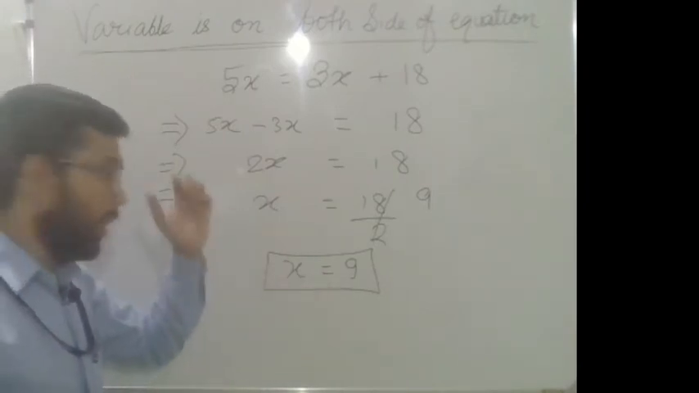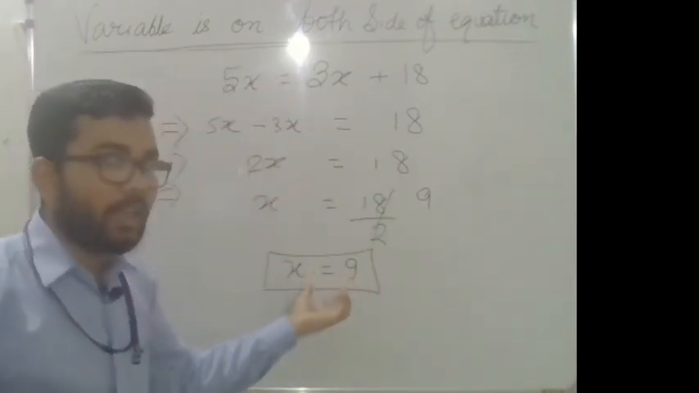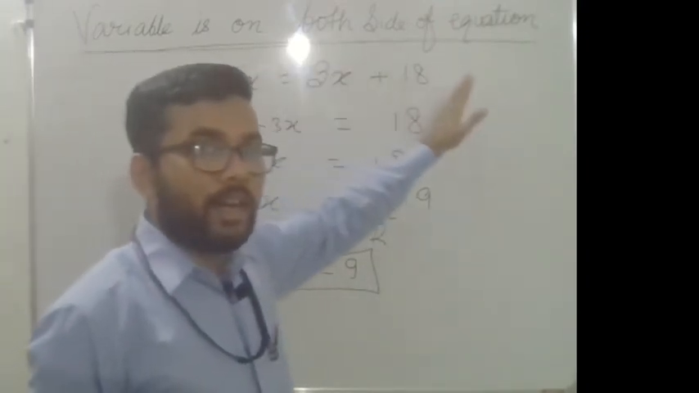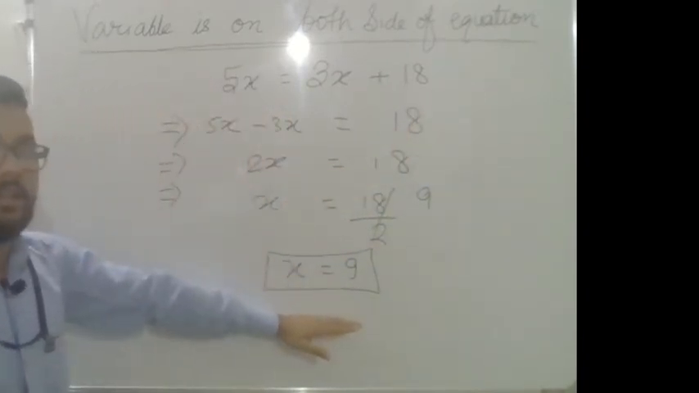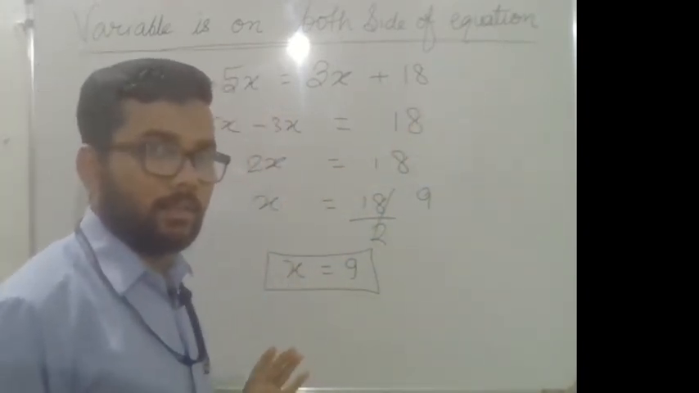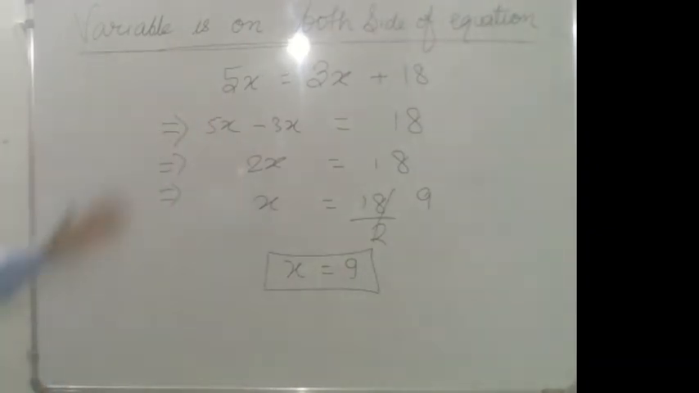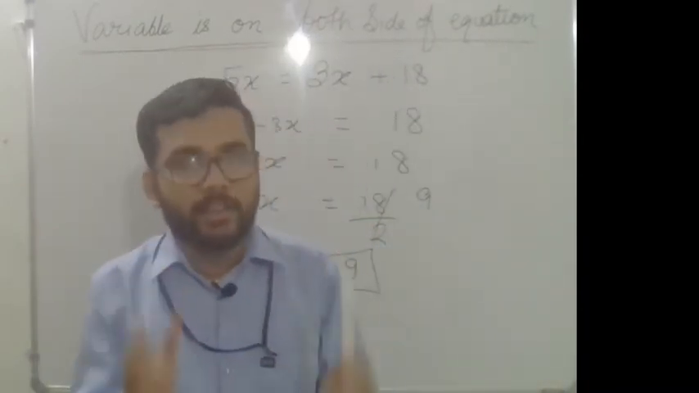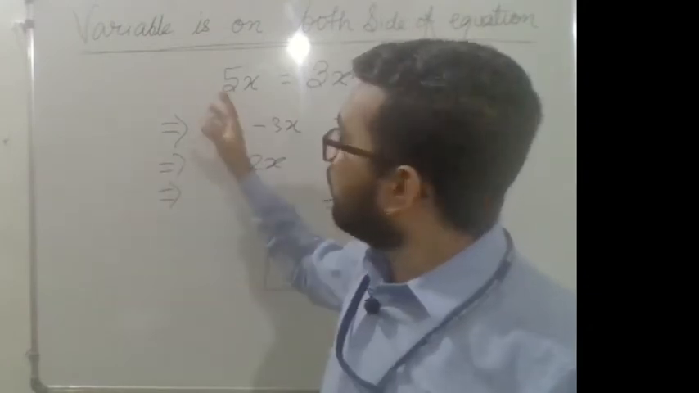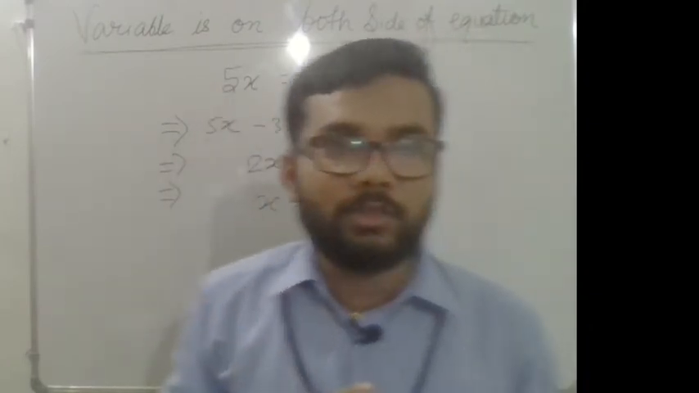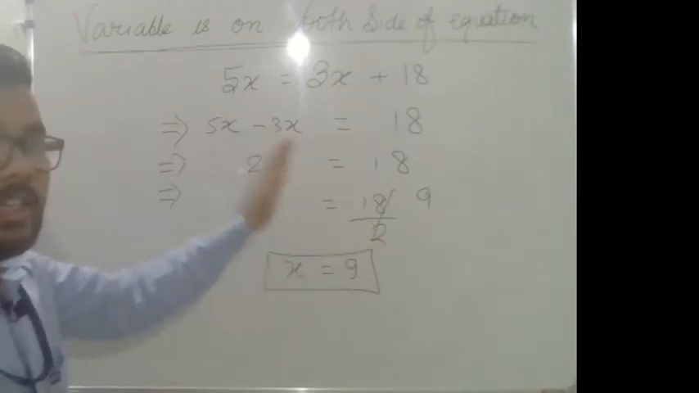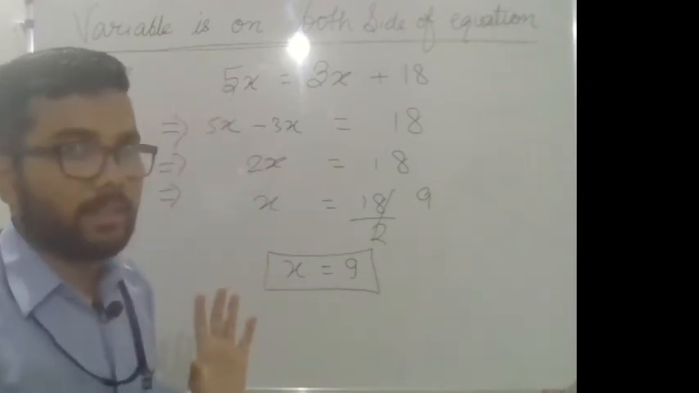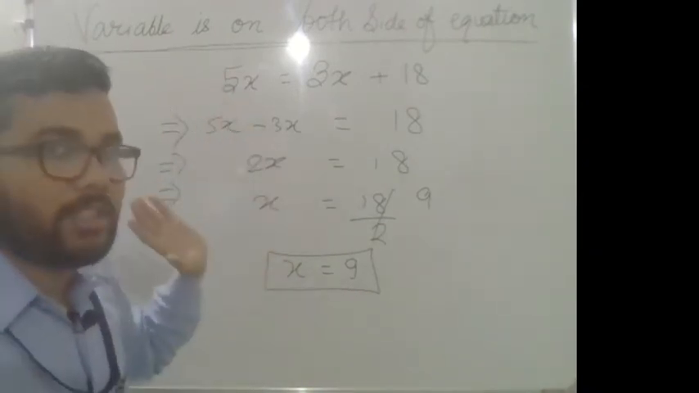You all know, I taught you how to check your answer. You need to put this value in this equation. When you get LHS equal to RHS, your answer will be correct. In this way, we will find the solution of the equation when variables occur on both sides. You just transpose all the variables to the left side and constants to the right side with changing their sign, and follow the steps.